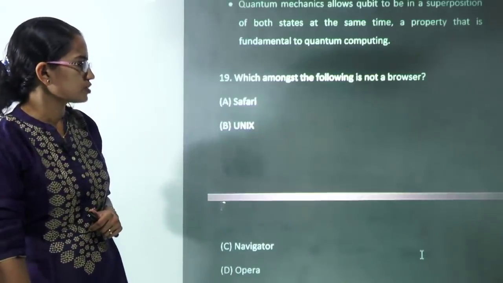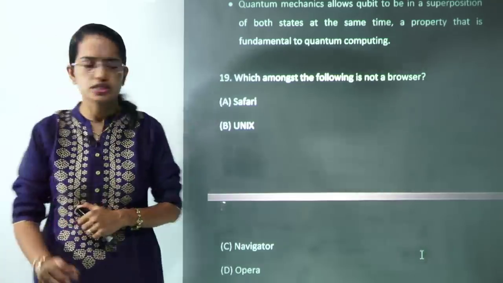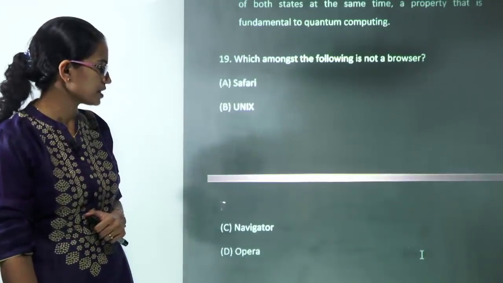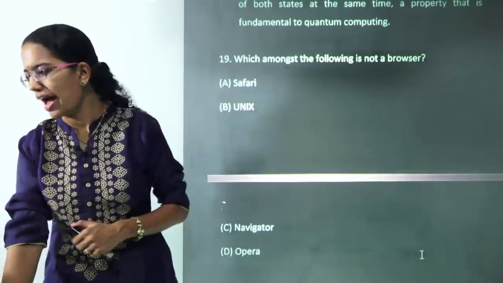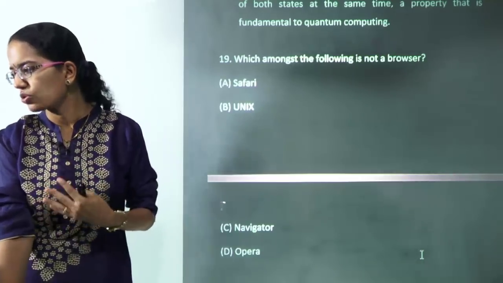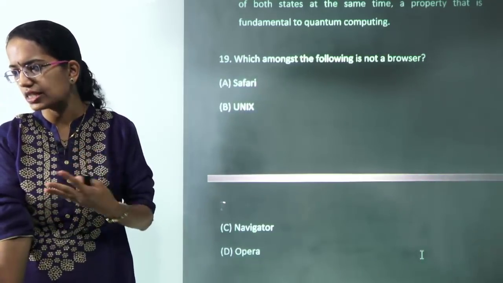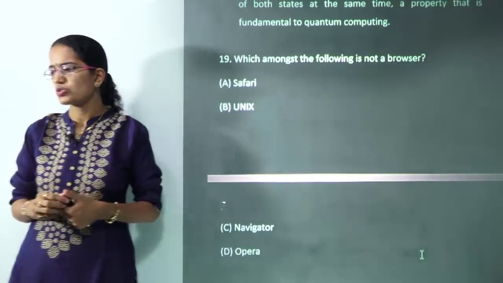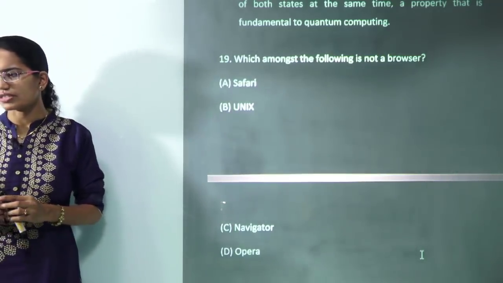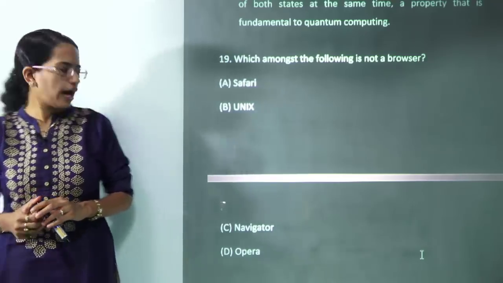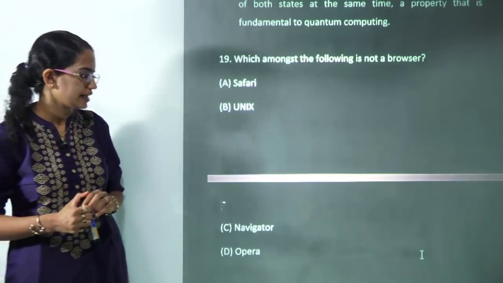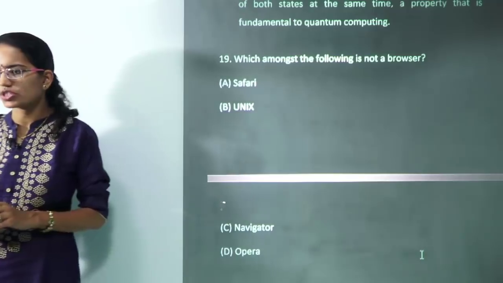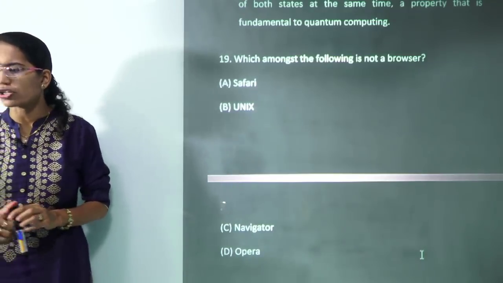Coming on to the next question. Which of the following is not a browser? A very conventional question asked every time in your examination. So, just know a list of the major browsers and major operating systems, and that's the only way to secure it. Great, Vincent. Okay. So, waiting for the correct answer for question number 19, B. Okay, great, lots of B's.